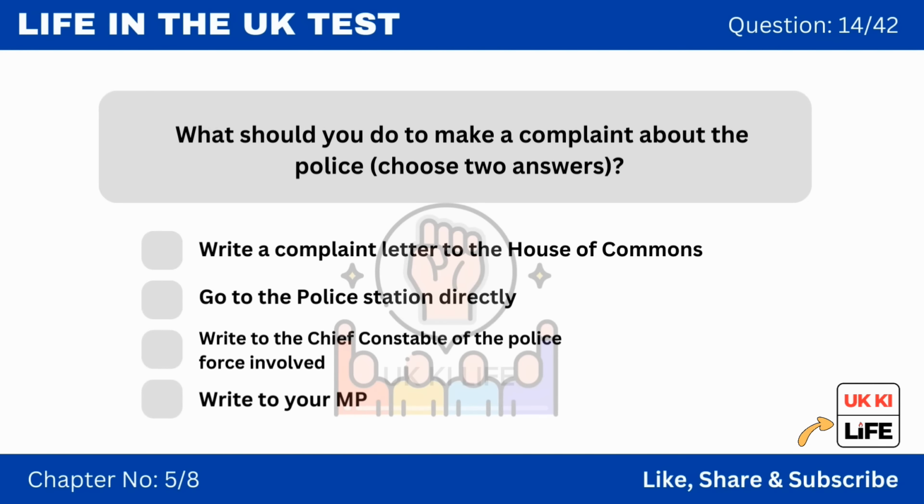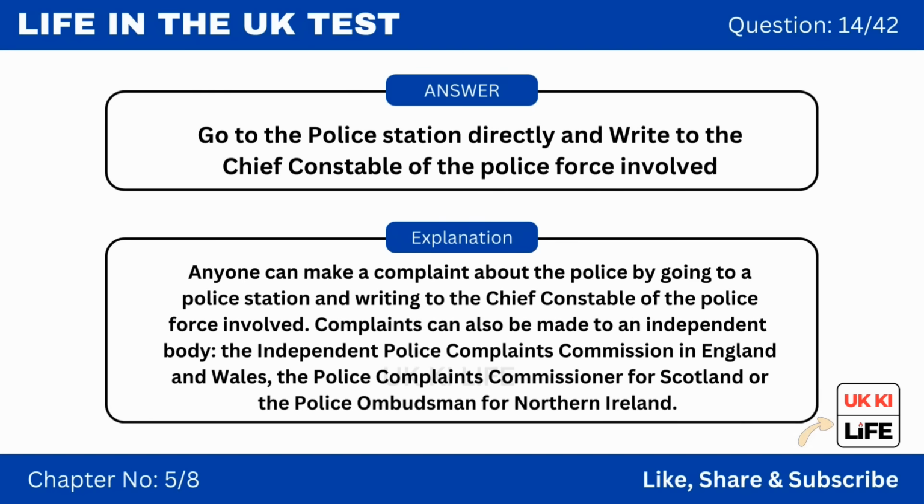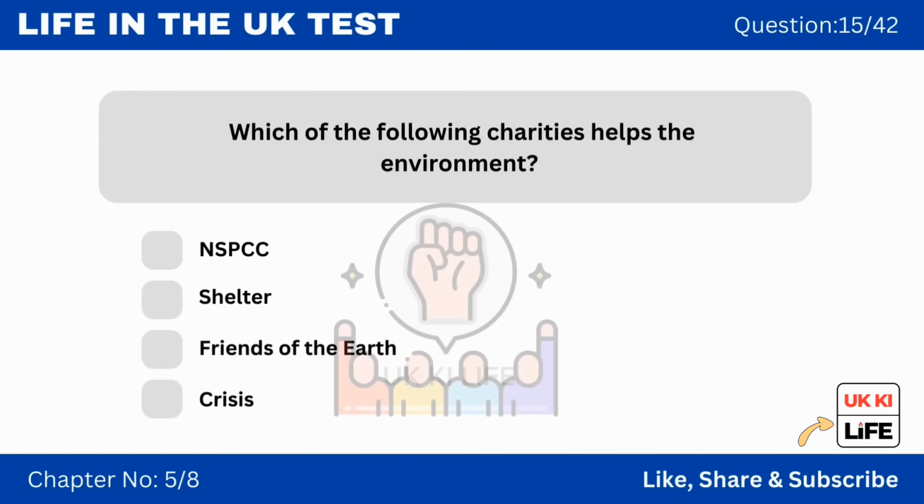The correct option is B and C. Explanation. Anyone can make a complaint about the police by going to a police station and writing to the Chief Constable of the police force involved. Complaints can also be made to an independent body, the Independent Police Complaints Commission in England and Wales, the Police Complaints Commissioner for Scotland, or the Police Ombudsman for Northern Ireland. Question 15. Which of the following charities helps the environment? NSPCC, Shelter, Friends of the Earth, Crisis.